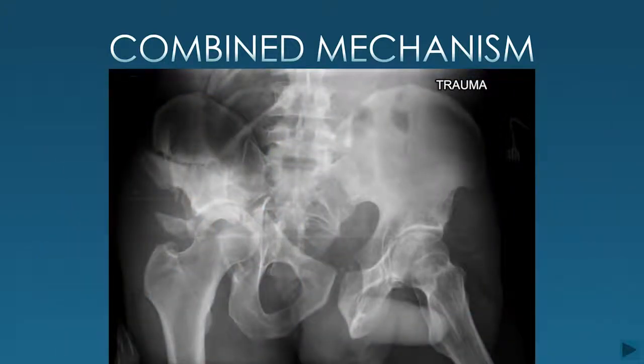Another example over here, lateral compression type 3, so impact coming from the patient's right side with a windswept opening up on the opposite side, but also with vertical separation. This we could call a combined mechanism.